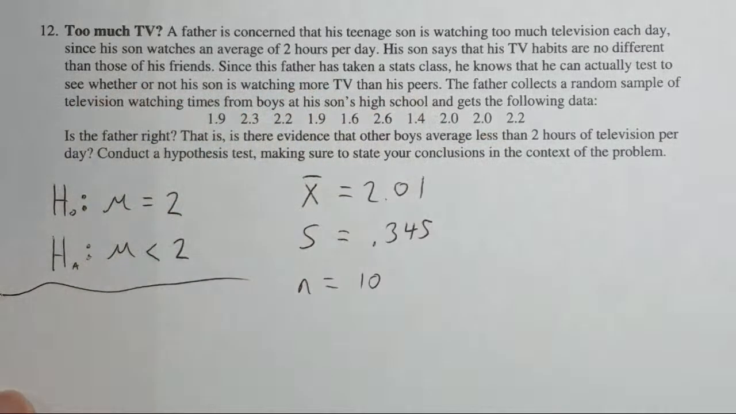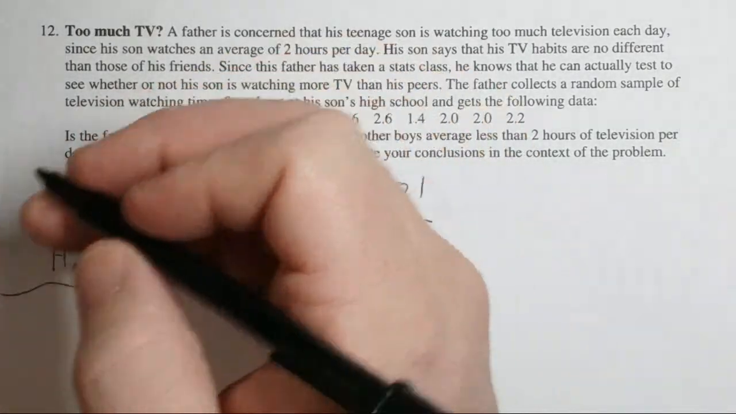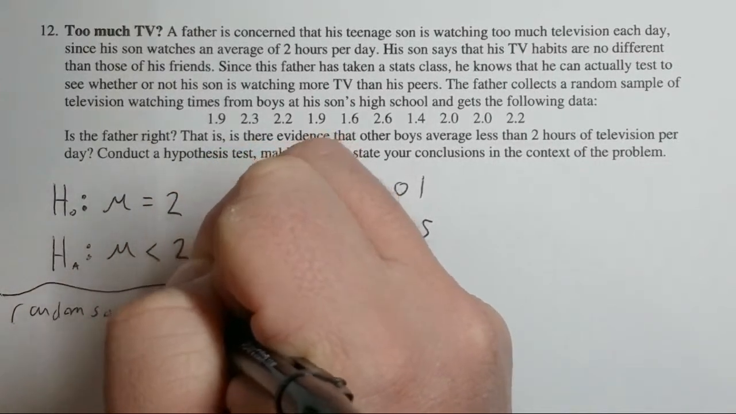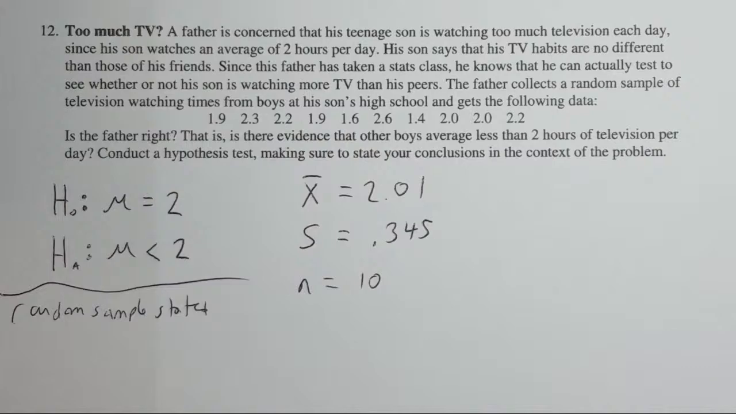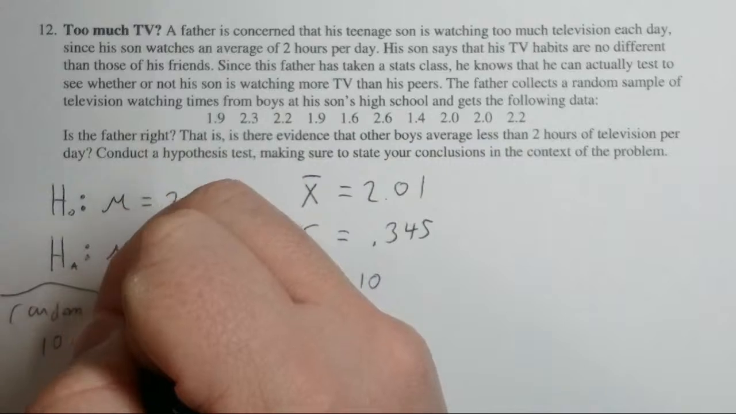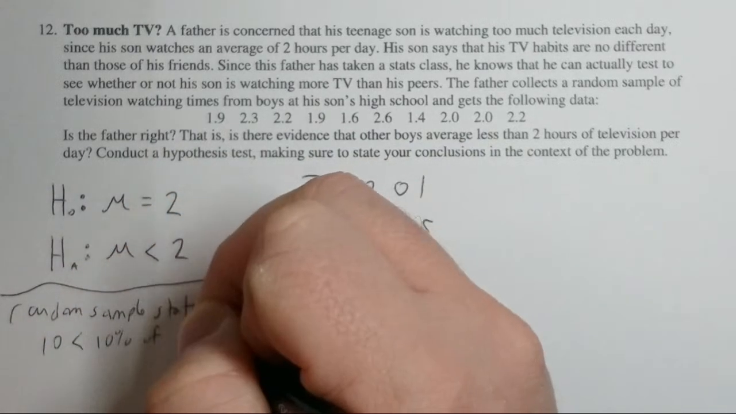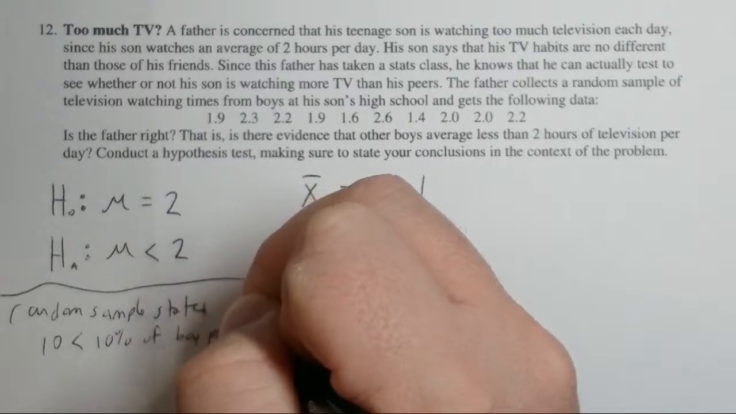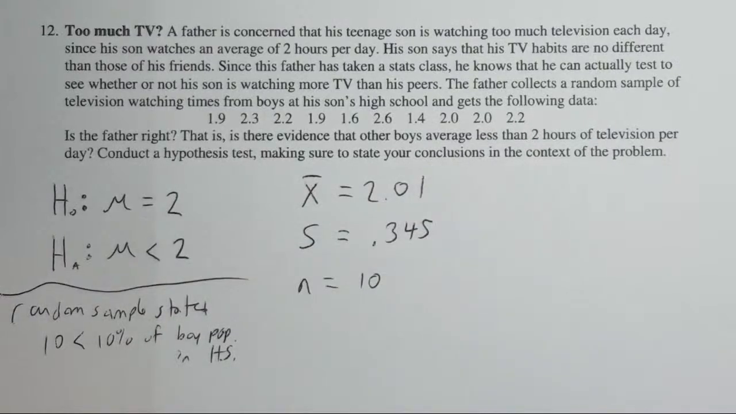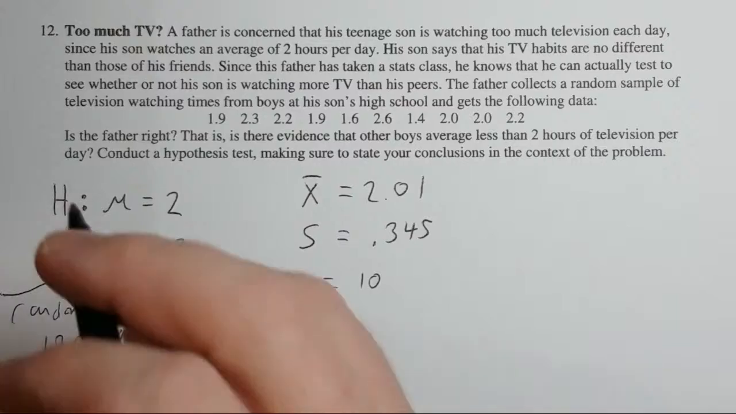Let's talk about some assumptions and conditions. Random sample stated. He took a random sample of watching times from boys at the son's high school, so I could say that 10 is less than 10% of the boy population in the high school. To be more specific, it's the high school that the kid attends, so it's not all high schools.